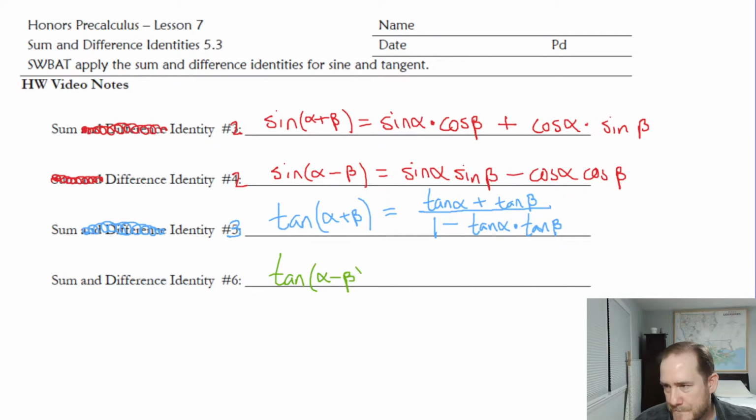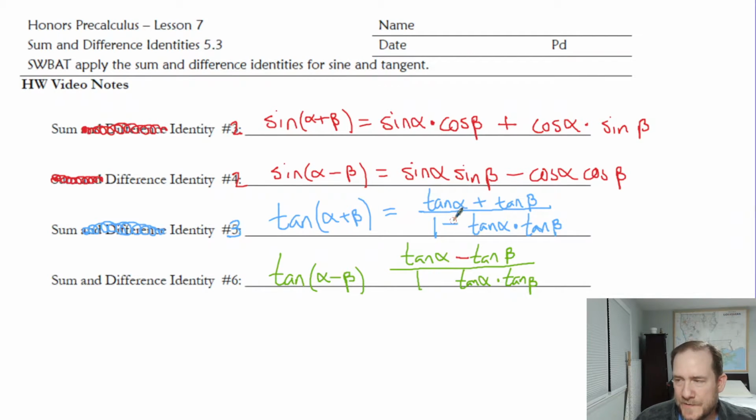It's still going to be tan alpha, tan beta. In the denominator, it's still going to be 1 and tan alpha times tan beta. And then just follow the same pattern for the operations. Again, the operations in the numerator match. So minus, minus. But the operations in the denominator are different. So where you see plus became minus, here minus will be plus in the denominator. That's the rule for the expansion of the tangent of a sum or the tangent of a difference.